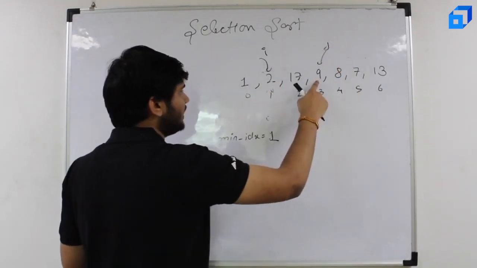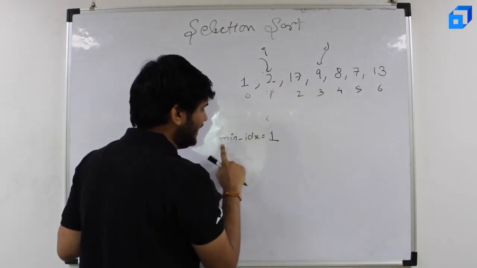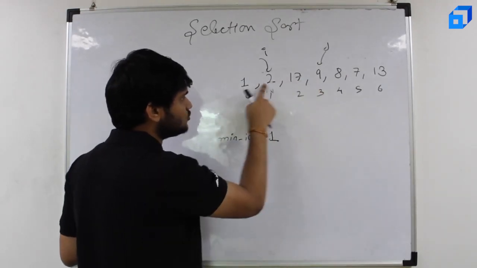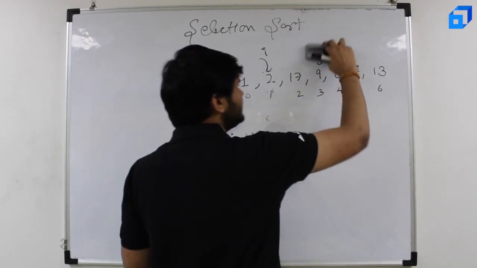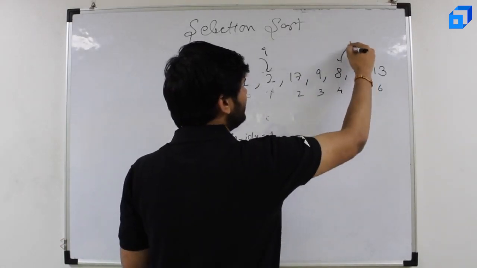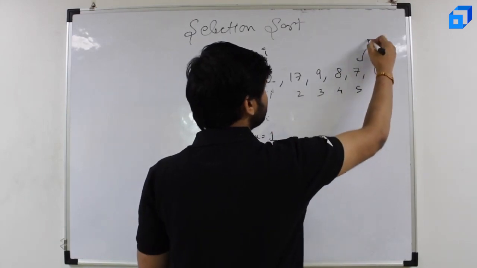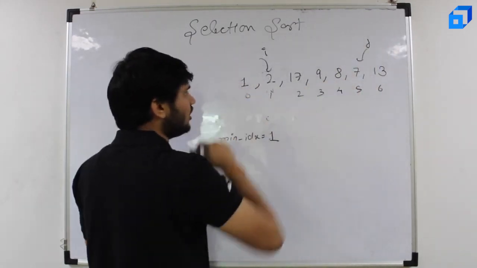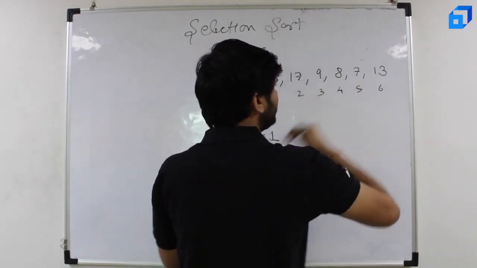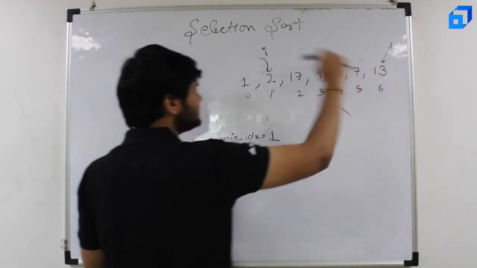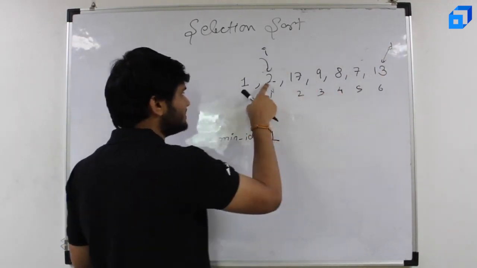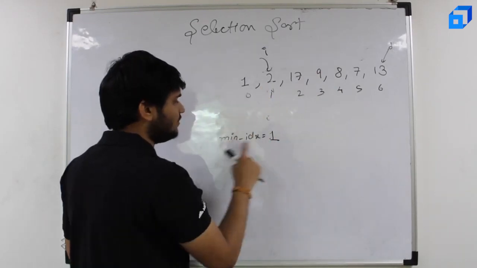Now j is pointing to 9. Is 9 less than the element pointed by the minimum index, that is 2? So 9 is not less than 2. Again j will be incremented. Here you can see 8 is also not less than 2. j will be incremented. 7 is also not less than 2. Again j will be incremented. And at last j is pointing to 13, and 13 is also not less than 2, because 2 is the element pointed by the minimum index.